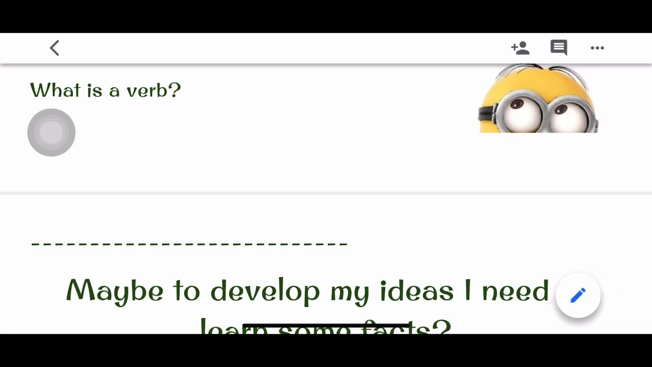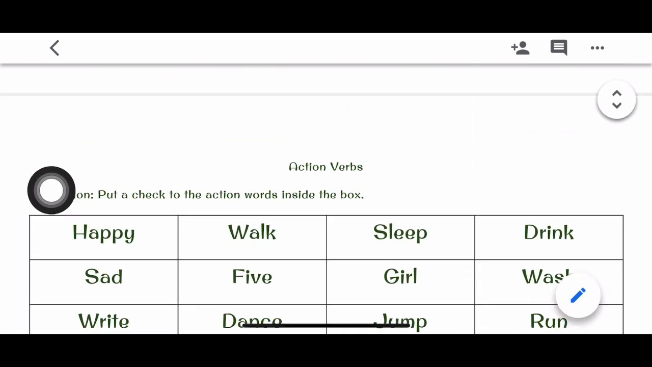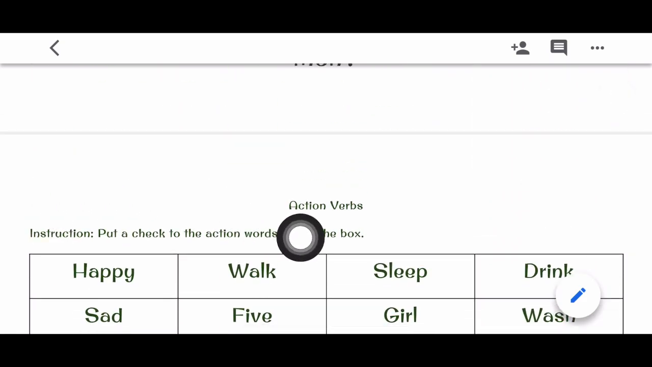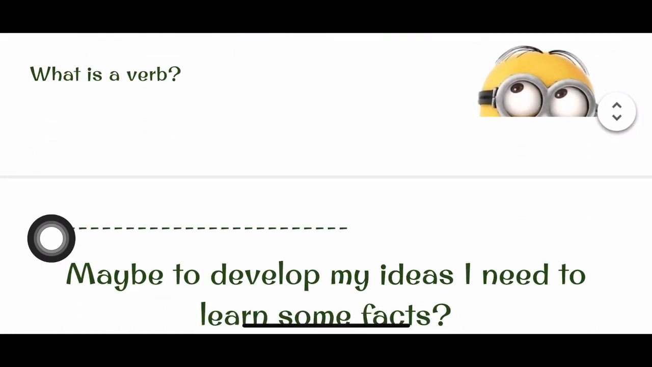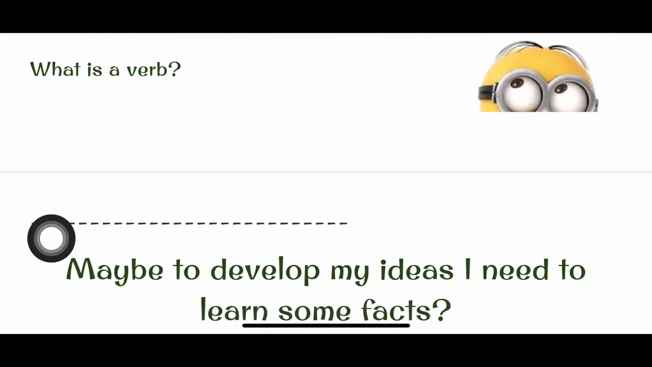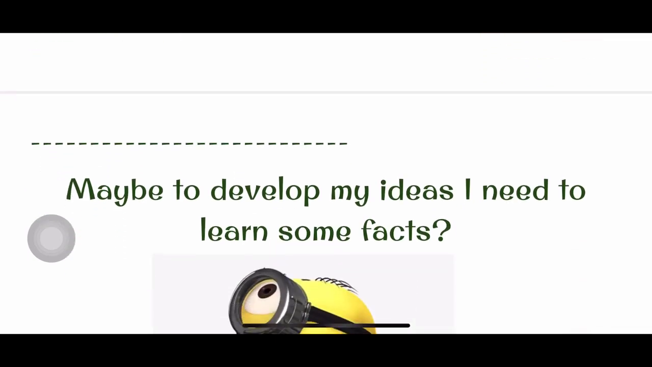What is a verb? Verb is an... great job. It is an action word. Okay, so verbs are action words. Don't forget that. Now we can move on.